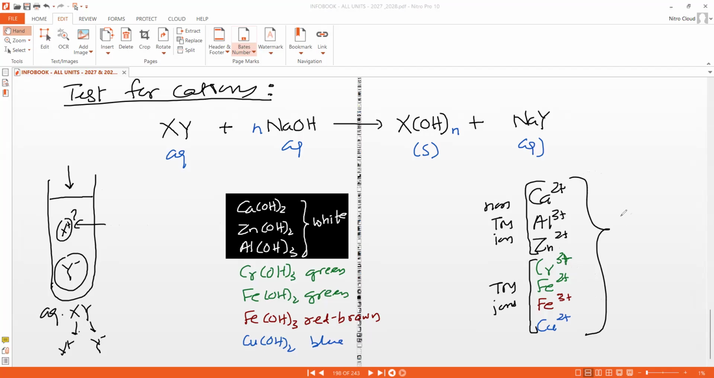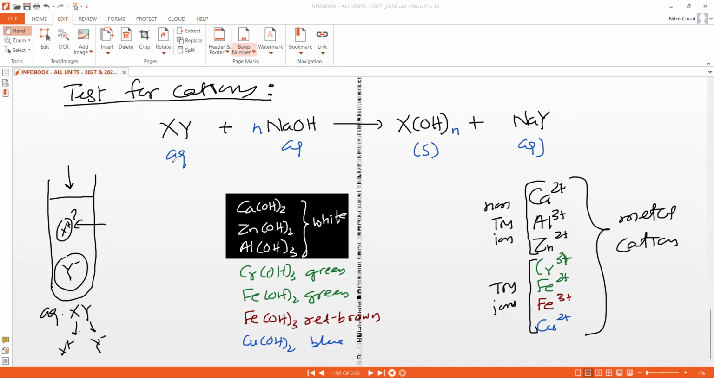These cations are metal cations. The eighth cation is a non-metal cation, which is ammonium. So there are 7 metal cations whose detection you should know in your syllabus. Out of 7, 3 are non-transition metal ions, which are calcium, aluminum, and zinc. 4 are transition metal ions, which are Cr3+, chromium 3 plus, Fe2+, Fe3+, and Cu2+. These are the 7 ions whose detection you should know.